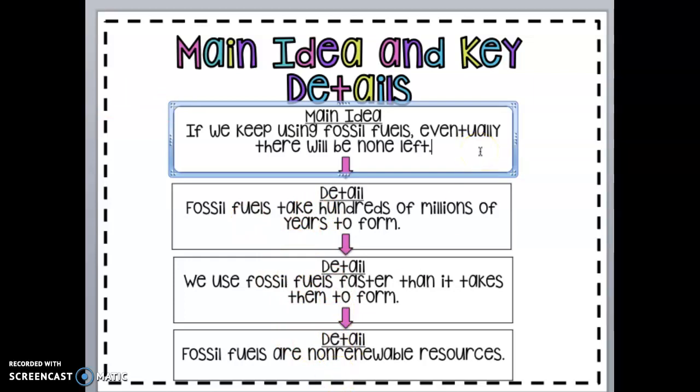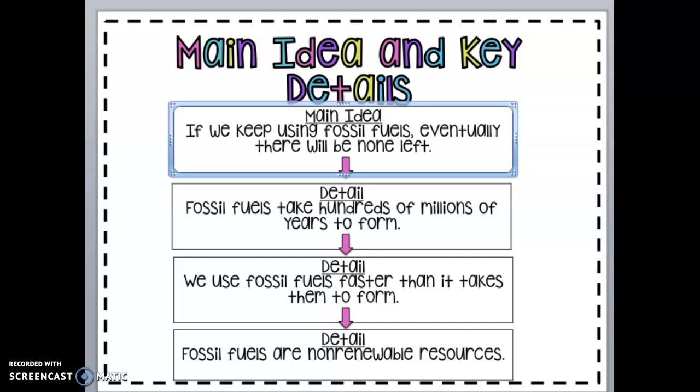Now, that would be the main idea that's going to be supported by all of these key details. Even though the text doesn't tell us the main idea, they do give us these details, and based on these details, we know that once those fossil fuels are gone, we're not going to have any left, okay? Because they do take hundreds of years to form. We use them faster than they form, and they're non-renewable. That means once they're gone, they're gone.